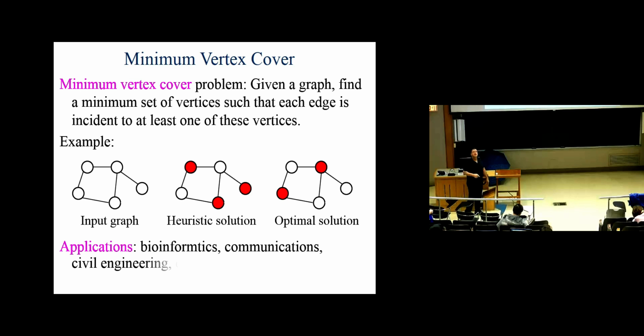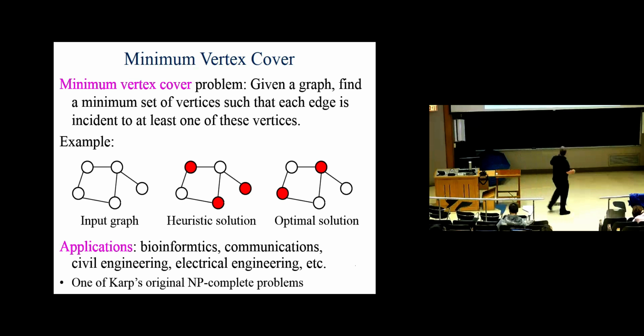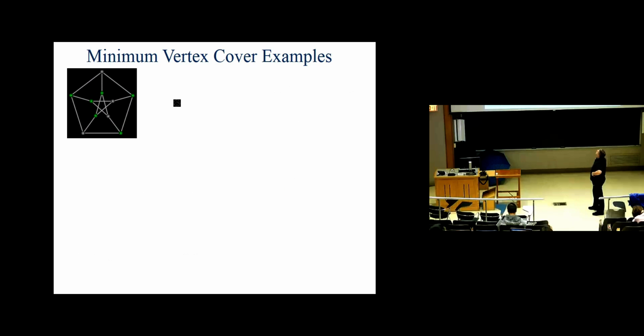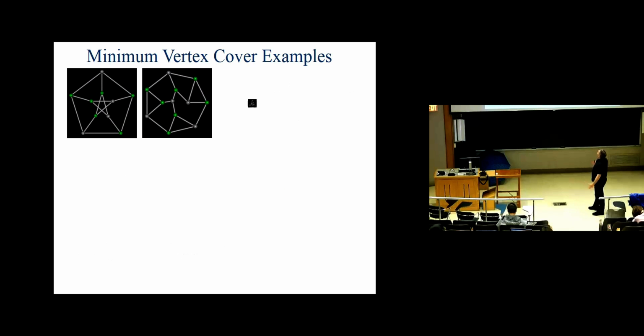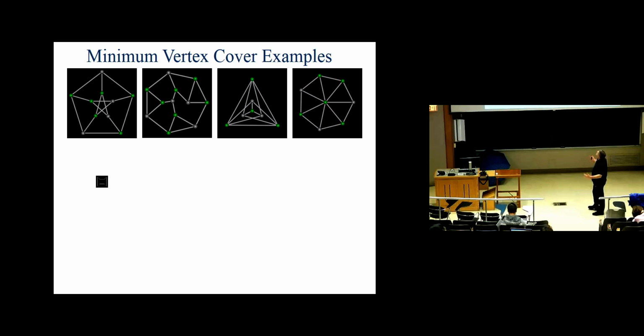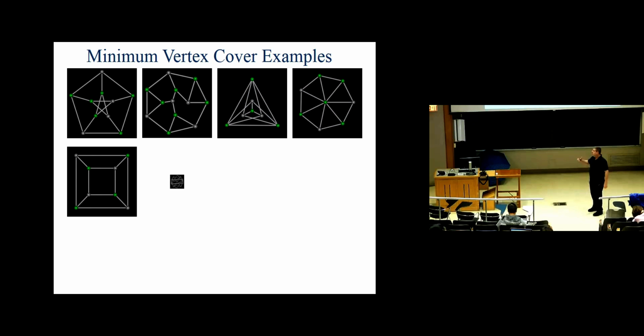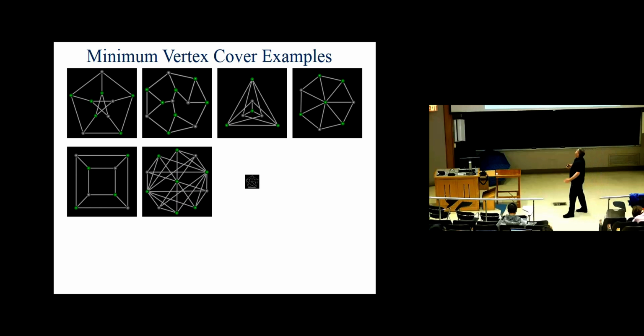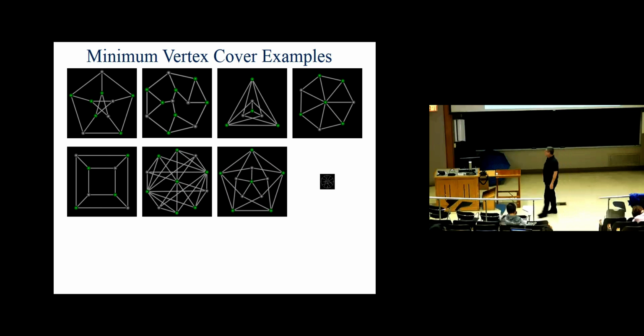Lots of applications of this in communication network design and EE and civil engineering and bioinformatics and genomics and so on. And this is also one of Karp's original 21 problems that he showed as NP-Complete in that paper that we talked about a couple of lectures ago. Okay, so you might ask, why is this so hard intuitively? Well, if the graphs get complicated, it's hard to see which nodes you should select in order to touch all the edges and whether there's a better solution than what you have in your hands right now.